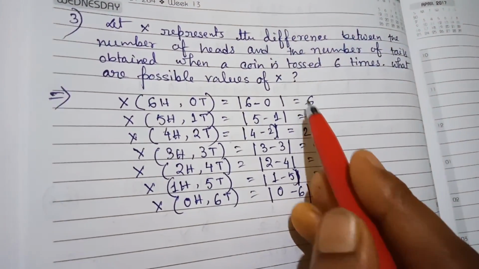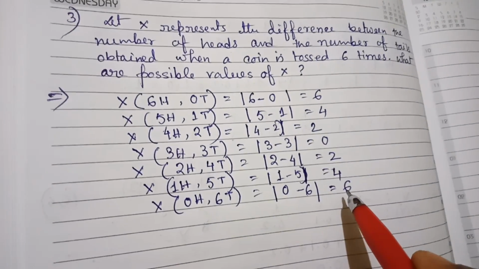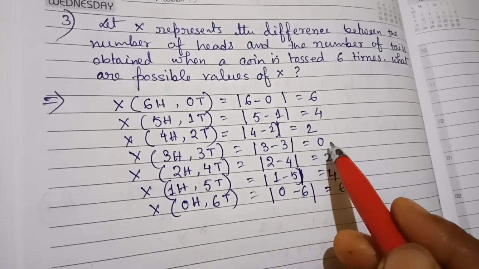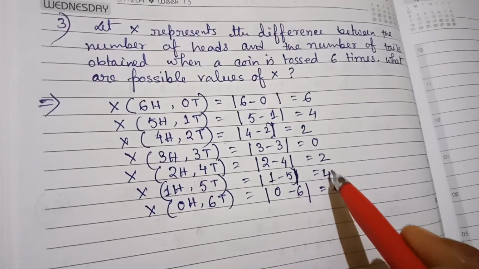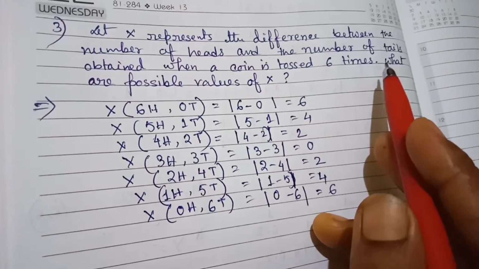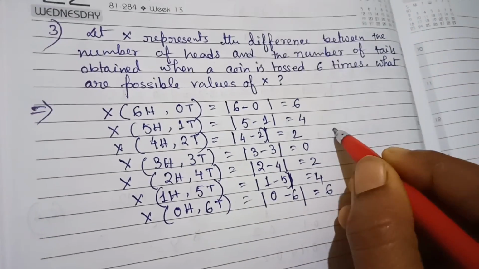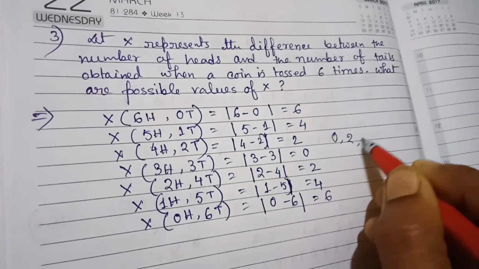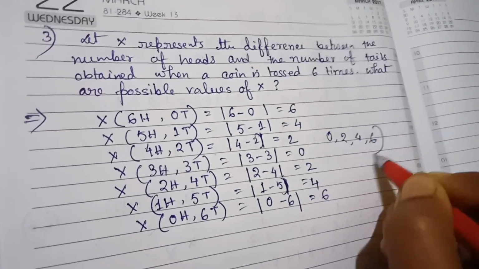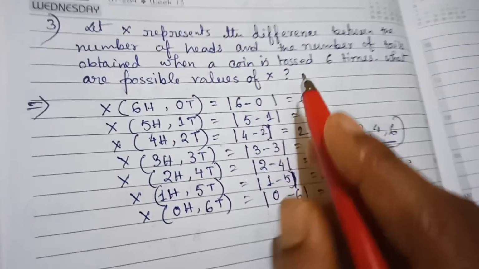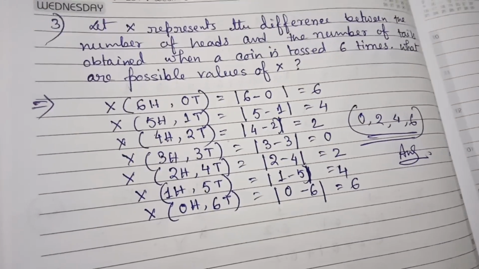So what are the possible values of x here? Here x can have the values 0, 2, 4, 6. That means these are our answers. X can have the possible values 0, 2, 4, 6. These are the possible values of x, and this is the answer.